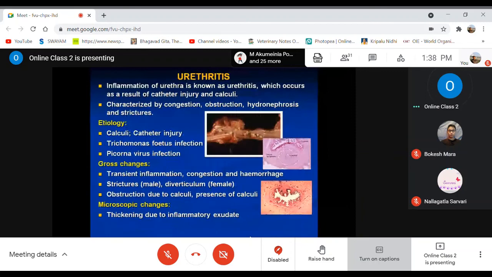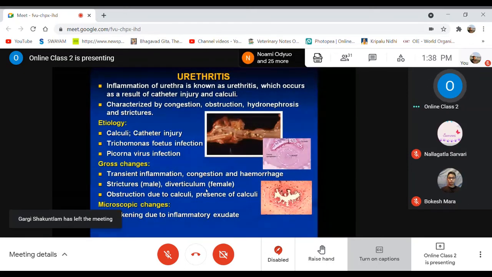Okay, and the next is the urethra, the last part of the urinary system, what we call the urethra. Okay, so if it is inflamed, then it is known as urethritis. That means inflammation of the urethra, urethritis.